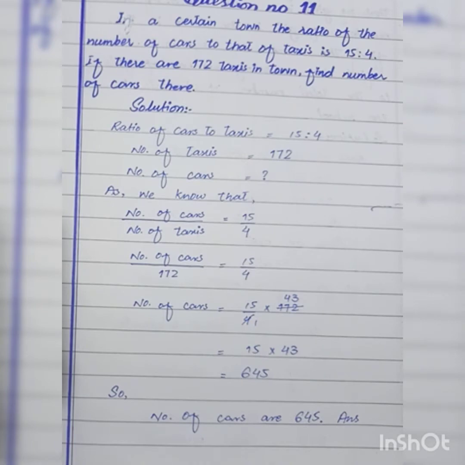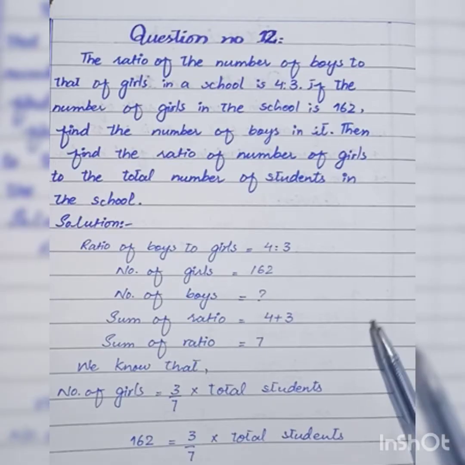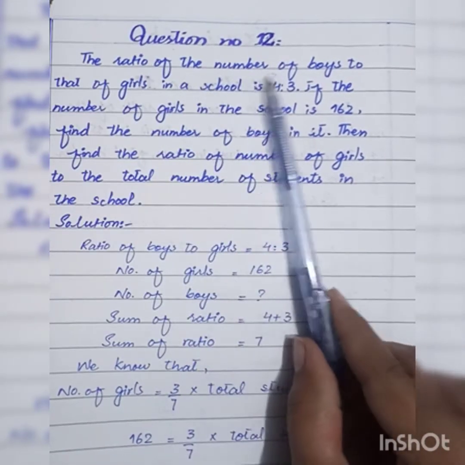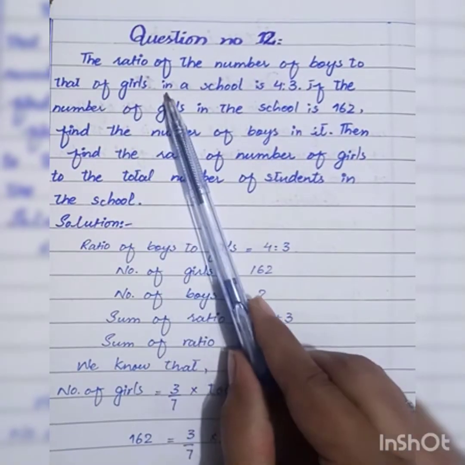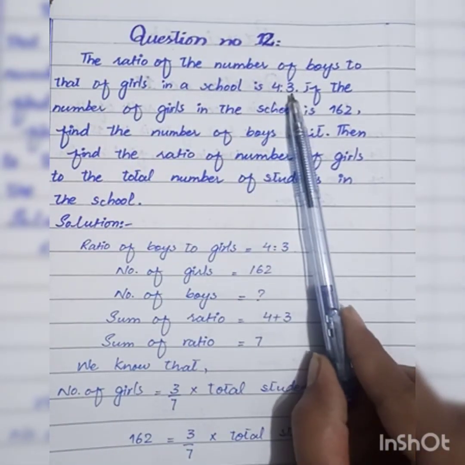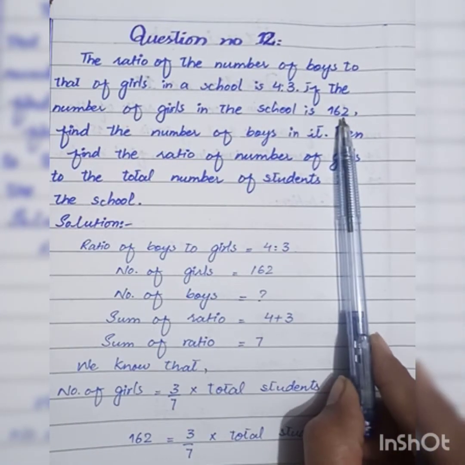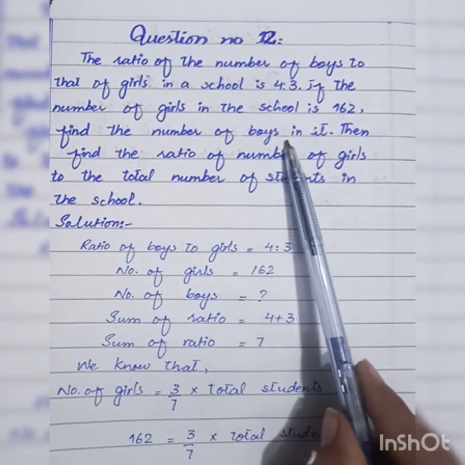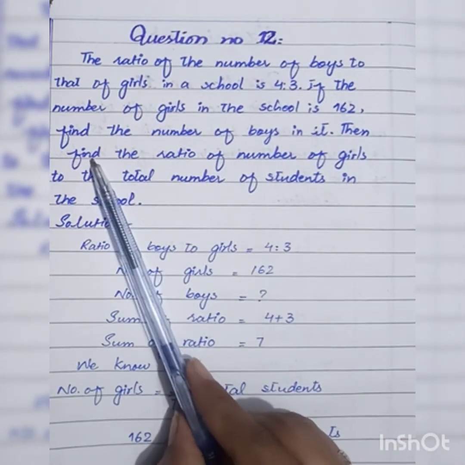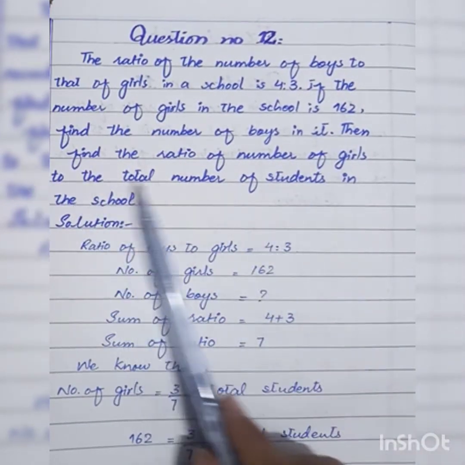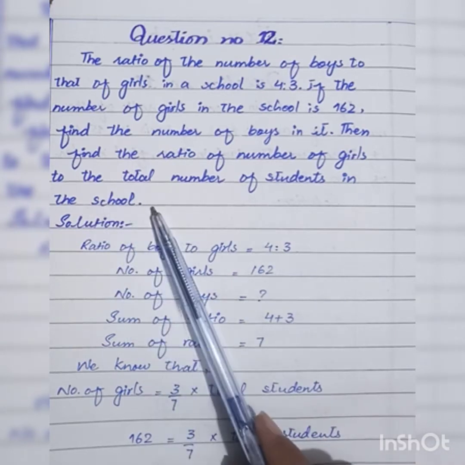Now move towards the question number 12. Here's the question number 12, that is the ratio of the number of boys to that of girls in a school is 4:3. If the number of girls in the school is 162, find the number of boys in it, then find the ratio of number of girls to the total number of students in the school.